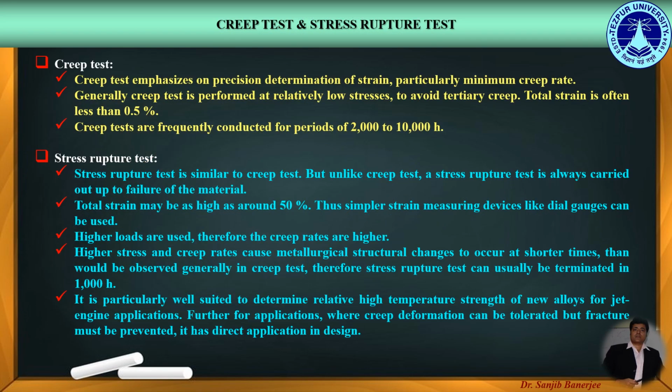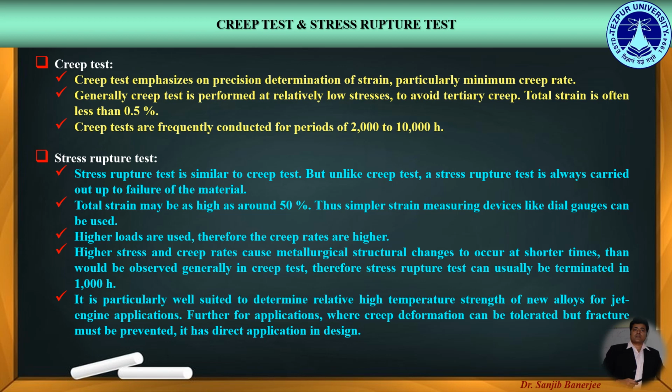It is important to differentiate between a creep test and a stress rupture test. A creep test emphasizes precision determination of strain, particularly the minimum creep rate. Generally, the creep test is performed at relatively low stresses to avoid the tertiary stage of creep. Total strain is often less than 0.5%. Creep tests are frequently conducted for periods of 2000 to 10,000 hours.